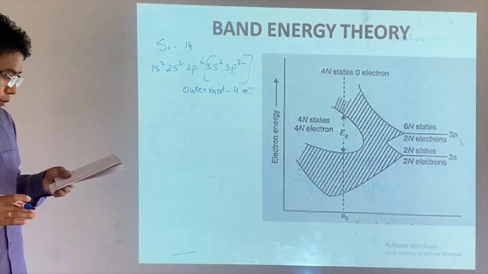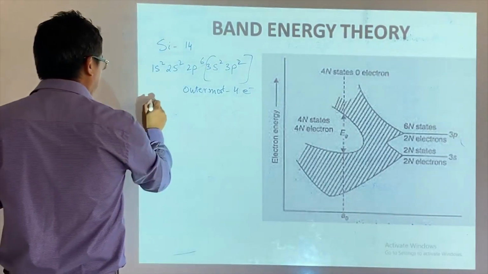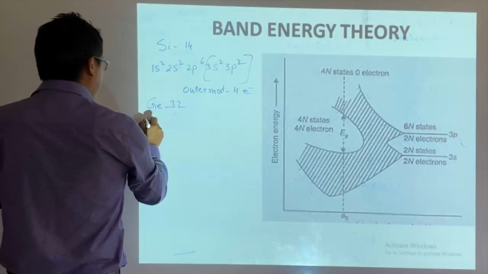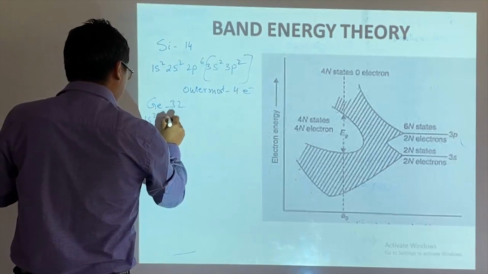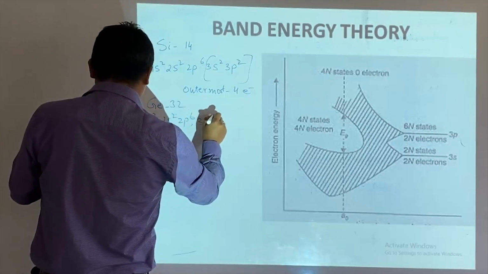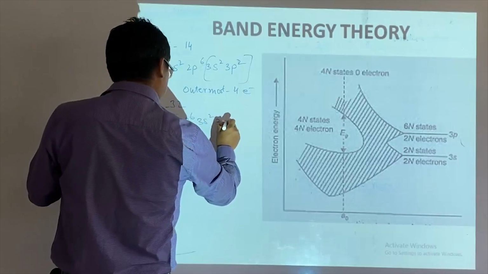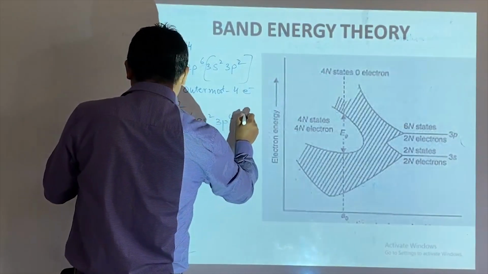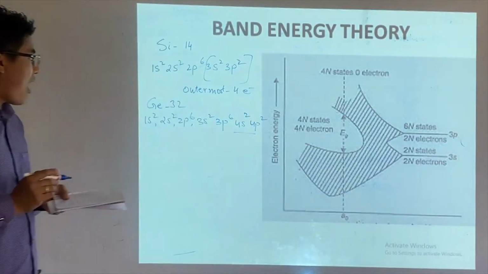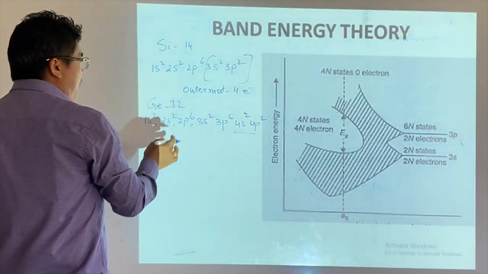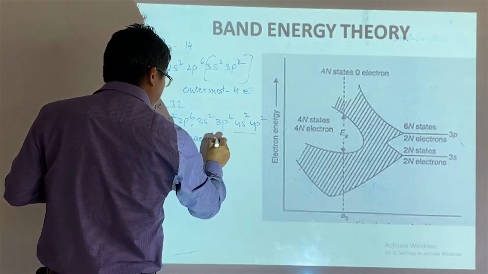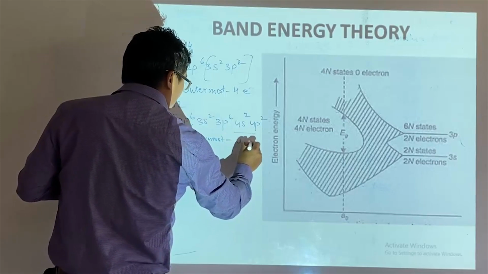Alright. One more example I would like to give you is germanium. Germanium has atomic number 32. That is 1s2, 2s2, 2p6, and then 3s2, 3p6, 4s2, then 4p2. So again in germanium, the outermost shell has 4 electrons, right?